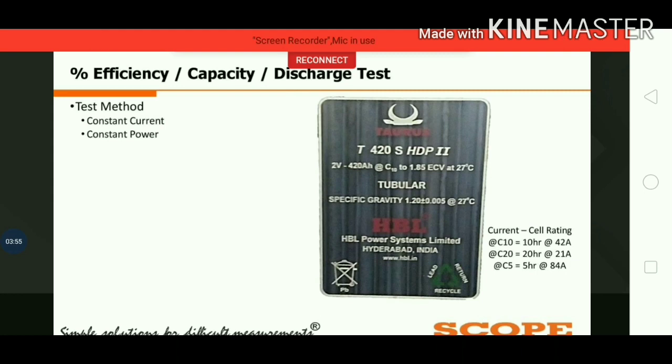IEEE has also specified the constant power mode. Some manufacturers also give the constant resistance method, but IEEE has not said anything about this test method. That is why, as per the IEEE guidelines, constant current is the best and proven method to carry out the battery discharge capacity test.